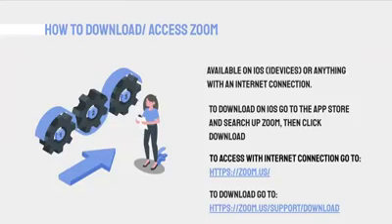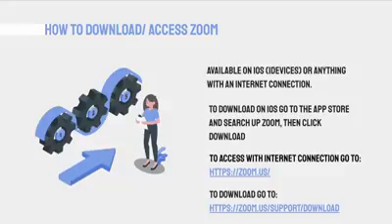In order to download Zoom on a mobile device, you just have to go to your phone's respective app store. So for Apple, it'd be your regular App Store, and for Google, it'd be the Google Play Store. And then search up Zoom, and it'll come up, and then you can click on it and download it.